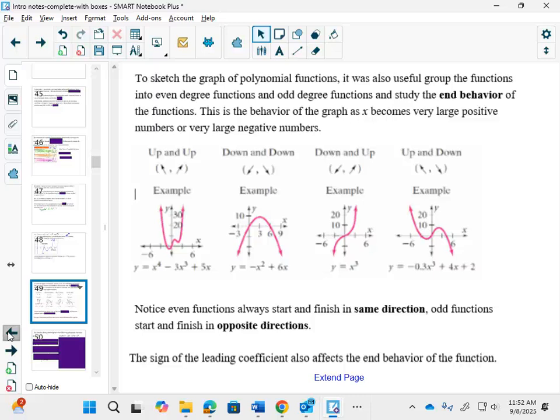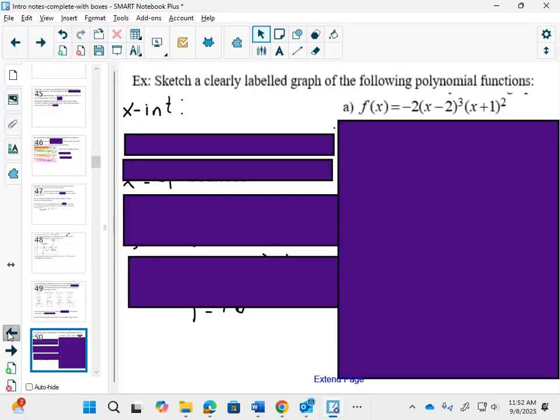So if they're even, this is where I think of parabolas, up, up, or down, down. Here's where I think of lines and their end behavior. So now I do have your next example.